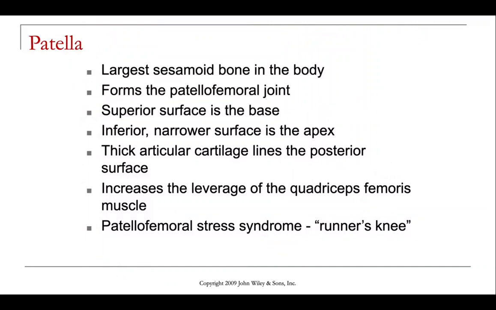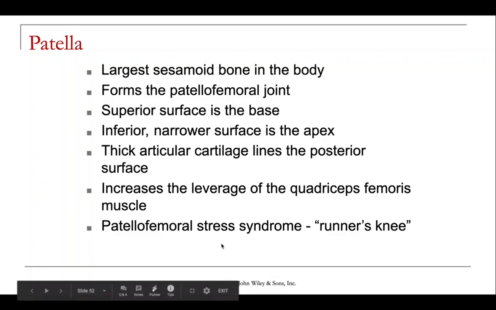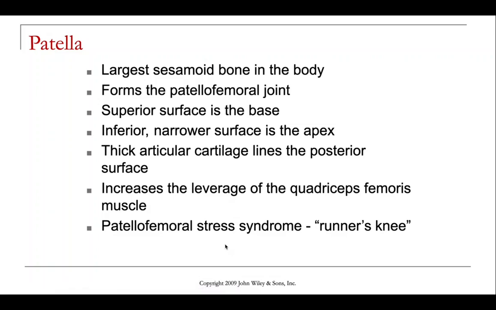Your patella is the largest sesamoid bone in the body, makes your patellofemoral joint. The superior surface is the base. Your inferior narrow surface is the apex. You have a thick articular cartilage lining the posterior surface. It increases the leverage of the quadriceps femoris muscle. So patellofemoral stress syndrome, or runner's knee, is a common affliction that goes along with this. So while it is a sesamoid bone, it does have a particular groove that it's supposed to sit in, and if it doesn't sit in that area, it will be easily irritated.